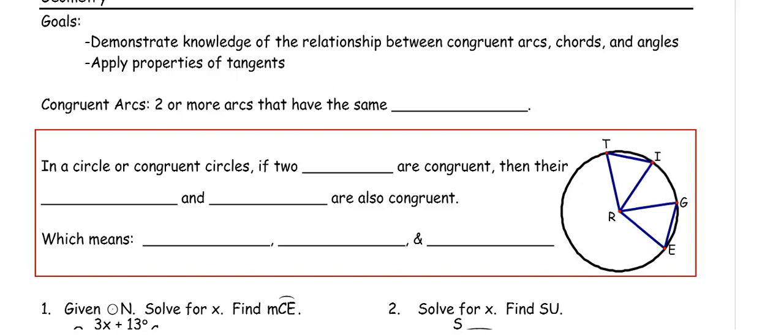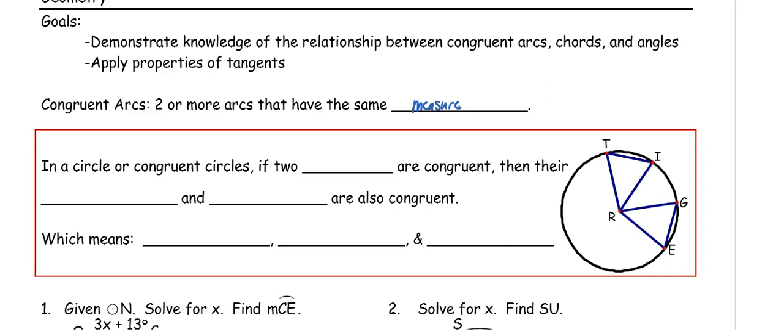In this video, we are going to demonstrate knowledge of relationships between congruent arcs, chords, and angles, and apply properties of tangents. So congruent arcs are two or more arcs that have the same measure. When we're talking about this, we're talking about the degrees that the arc is taking up in a circle.